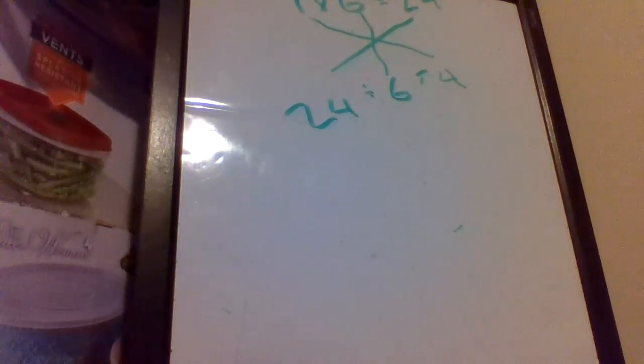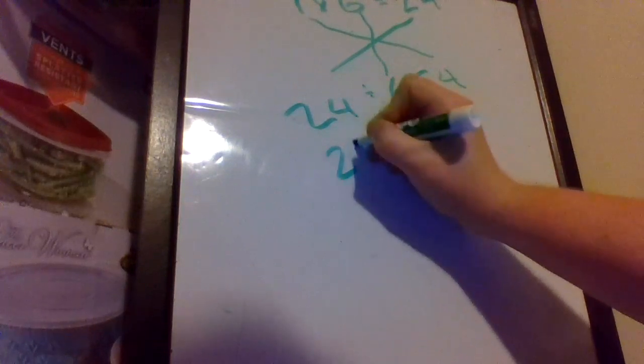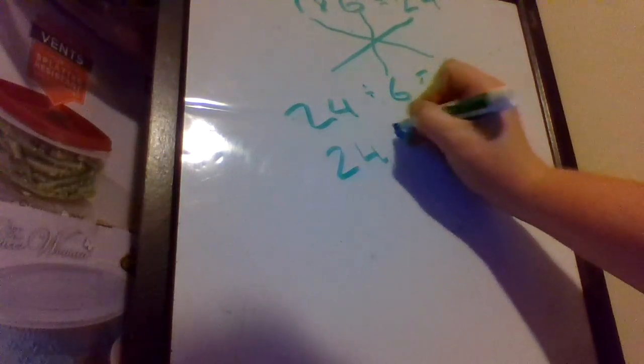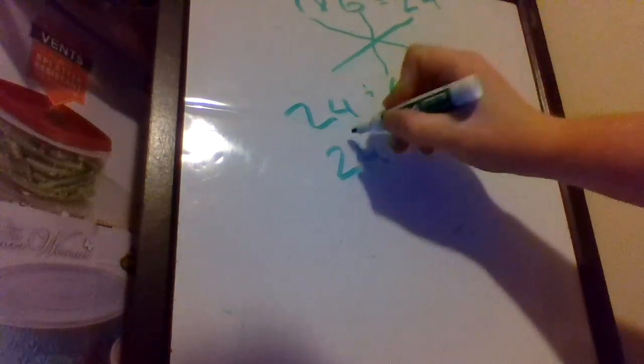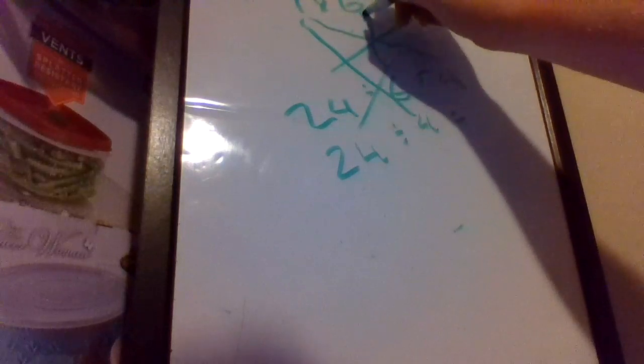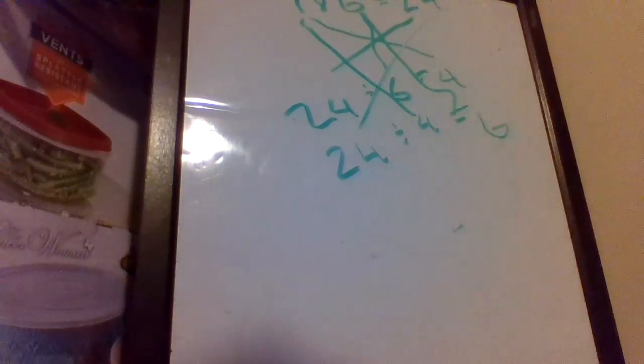Now, you can also do it with the other number. 24 divided by 4 is, 24, 4, and you have 6 left. So 24 divided by 4 is 6.